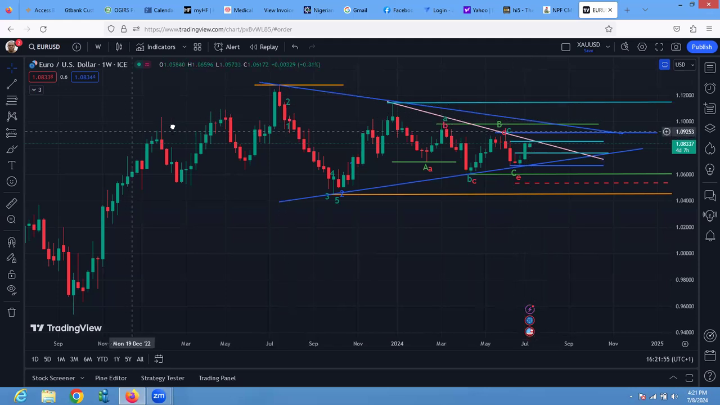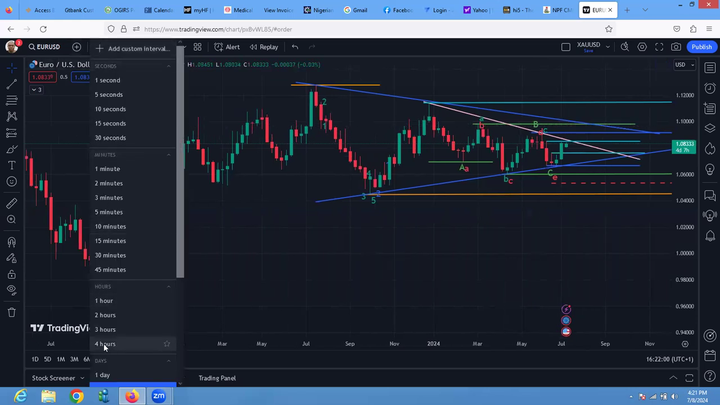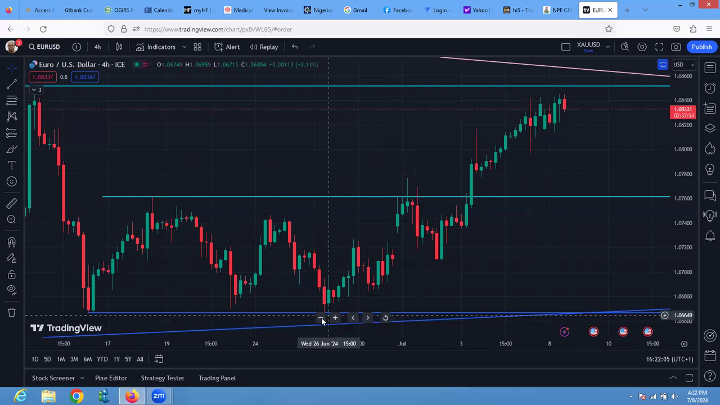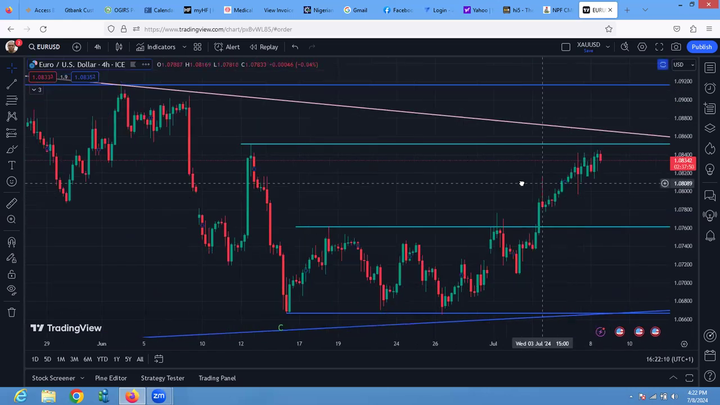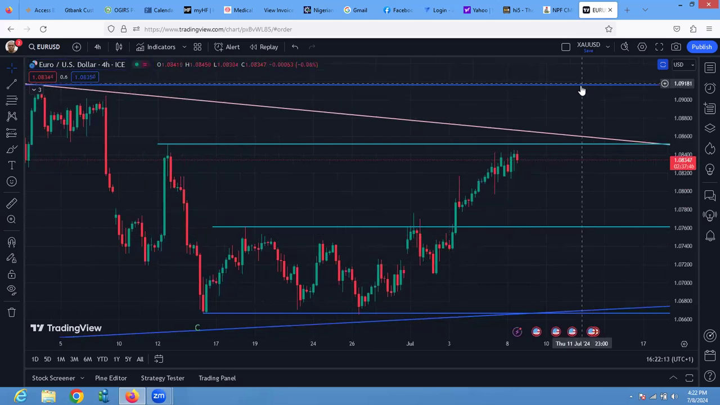Now, with that said, let's quickly go to the 4-hour time frame. So on the 4-hour time frame, like I said, this is still going up, and we need to take this out. Not even this. Let's see.